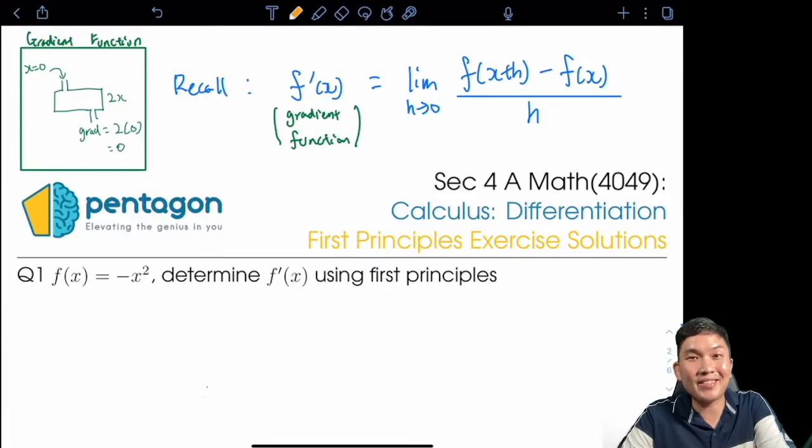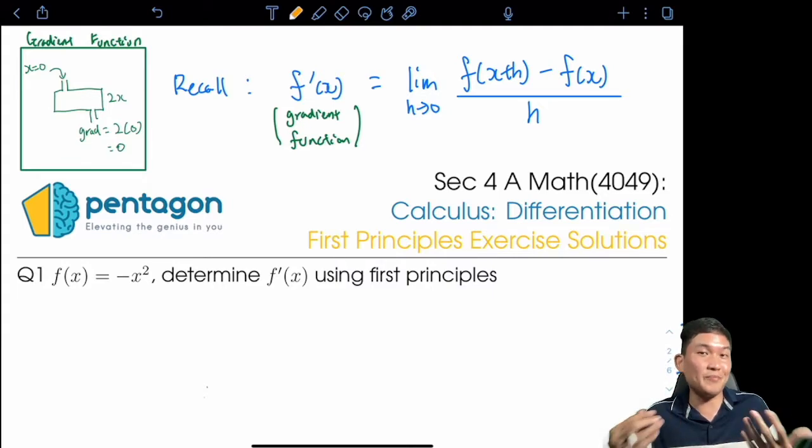Hello and welcome back to the next video on calculus differentiation. In the last video, we have seen how magical the first principle of differentiation is. So today we're going to go through some worked examples so that we can do the magic ourselves and get our hands dirty with the first principles of differentiation.